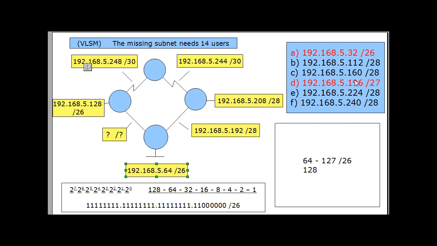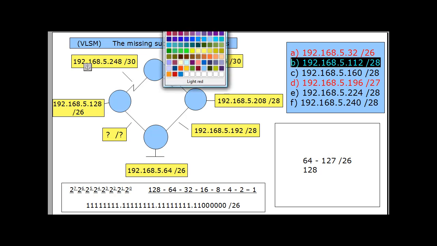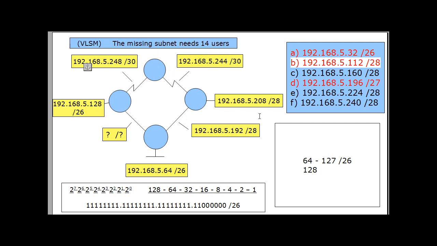If we look up here at our choices, the 112, choice B, is already being used by the 64 network. So this one is no good. This answer is incorrect. Can't use the 112. It's already being used by this network here. All right, let's apply this principle again. We'll go over to this network right here, 192.168.5.128. It's also a /26.